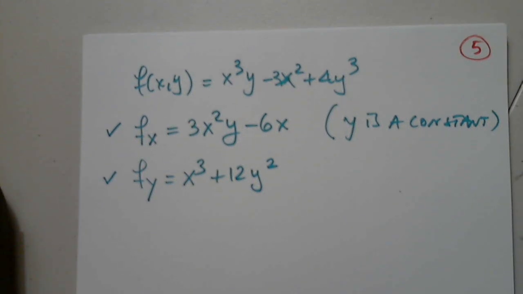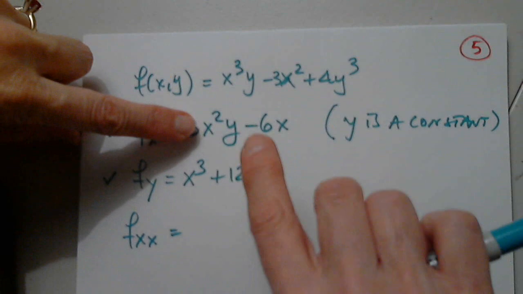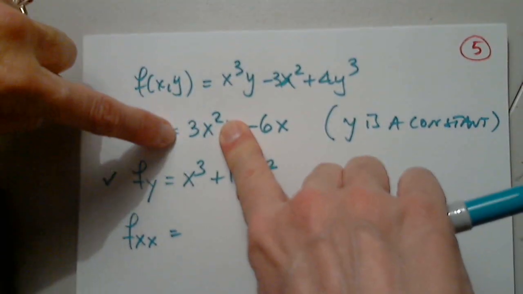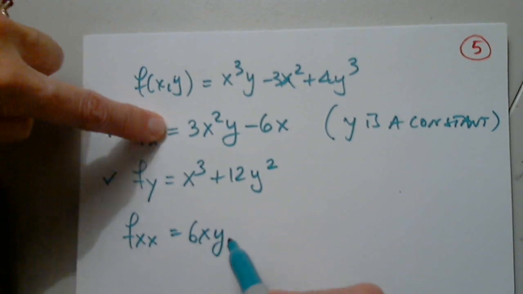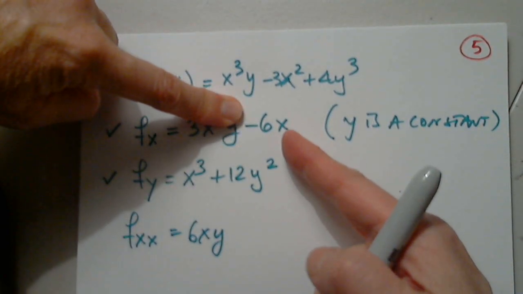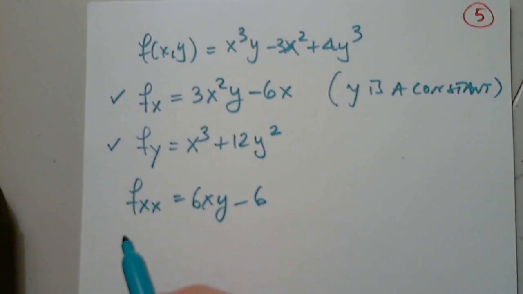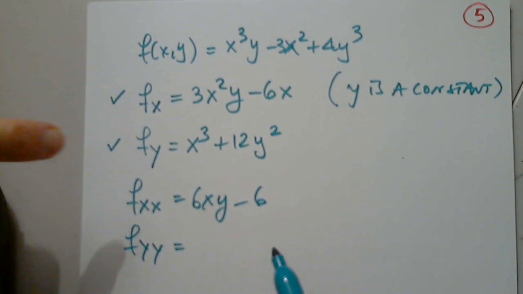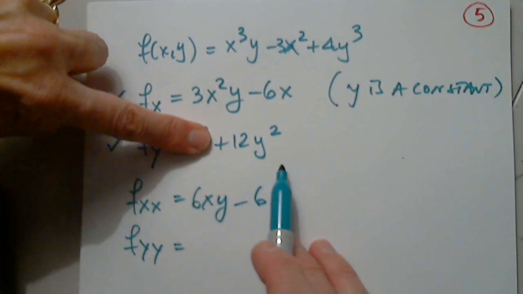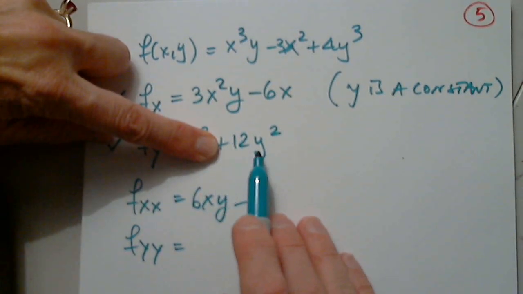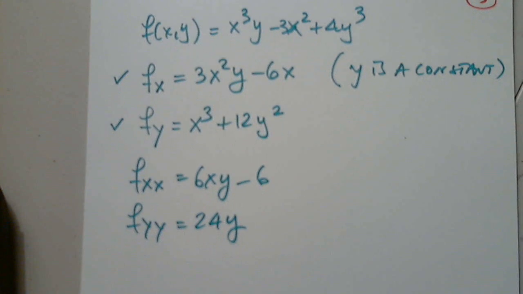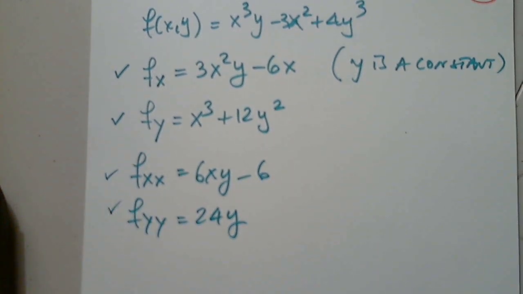Now I want to determine the rest, the other 4. So to find fxx, very easy. I differentiate this with respect to x. So 3x squared prime is 6x, of course, times y. I differentiate negative 6x with respect to x, I get negative 6. Now I want to differentiate fyy. When I differentiate this function with respect to y, there is no y here, 0. When I differentiate this with respect to y, I get 24y. So I determined 2 second order partial derivatives.